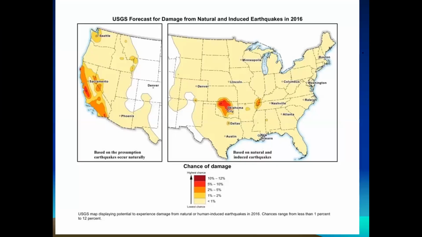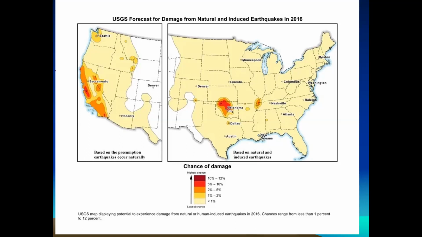And then this map was produced in 2016. USGS, United States Geological Survey, had to go and revise the chances of damage in different areas because of the number of earthquakes that were happening in Texas and Oklahoma from fracking. For most of the history of Oklahoma, they have had earthquakes, but they haven't been high magnitude. We talked about this earlier.